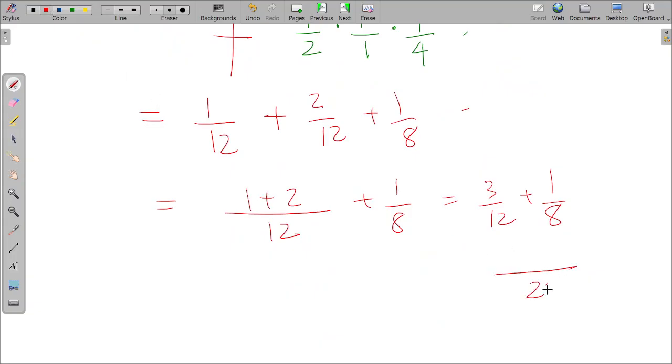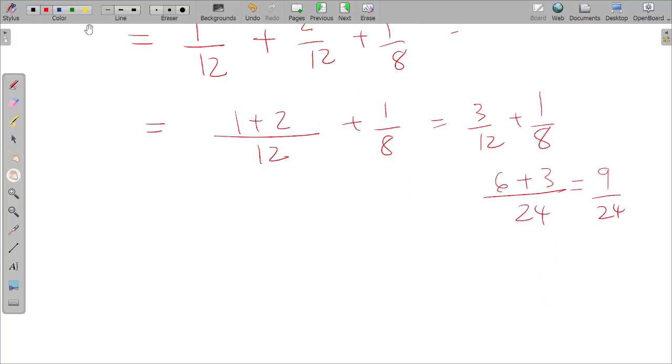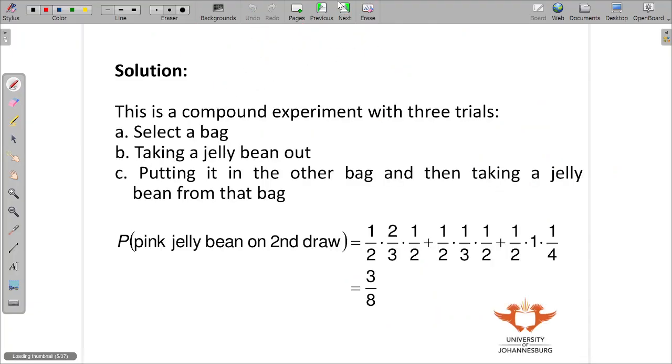So we can have 24, yeah? 24, this is 2, this is 6, this 24, 3, 3. Okay, this will become 9/24. 9/24, 3 can go, 3, 3, 3, 8, 3/8. Okay, that is it. Please make sure that you take note of that. All right, that is what we have found.